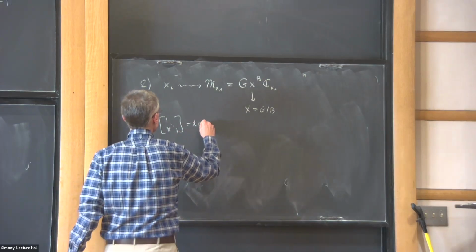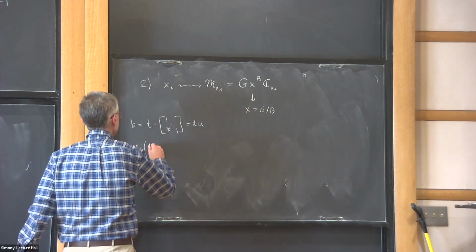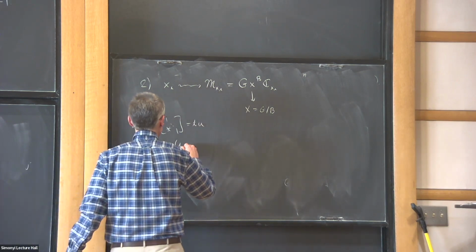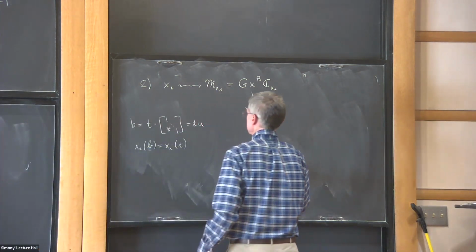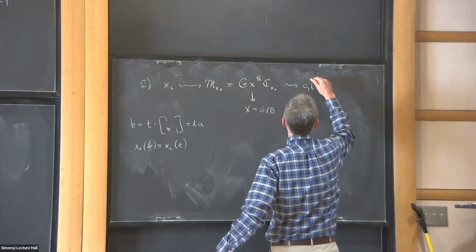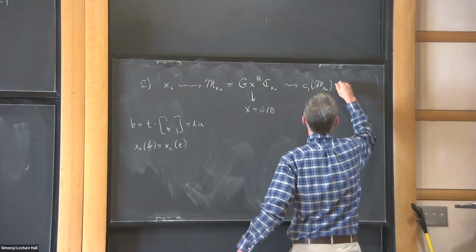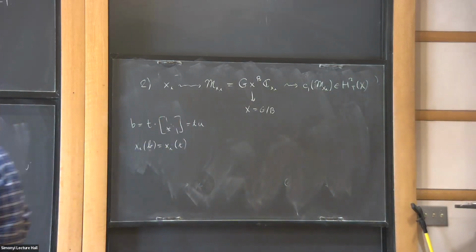say B is equal to TU, well, xi is only technically a representation of T. I'm going to make it a representation of B by defining xi of B to be xi of T. So I extend that representation to a representation of B. And this gives me c1 of M of xi in H^2_T.